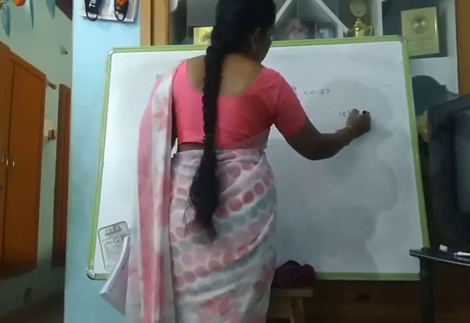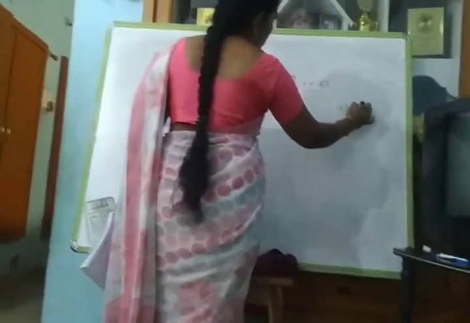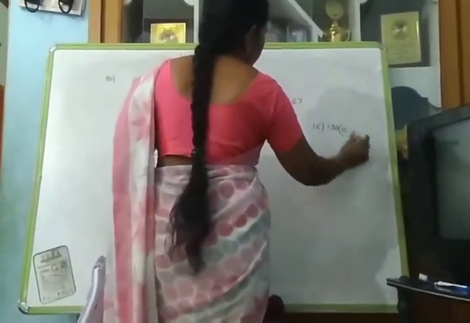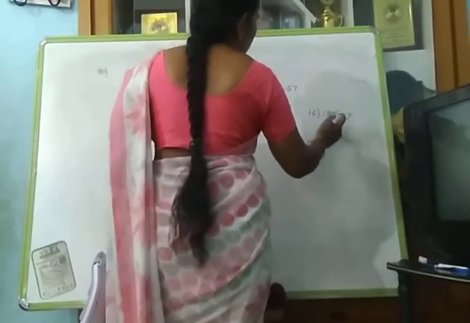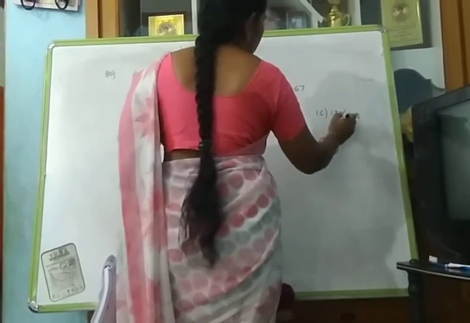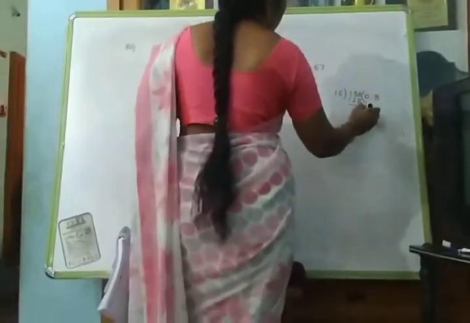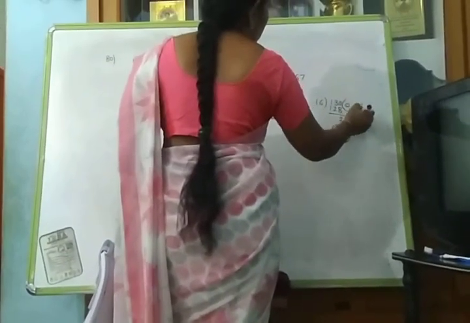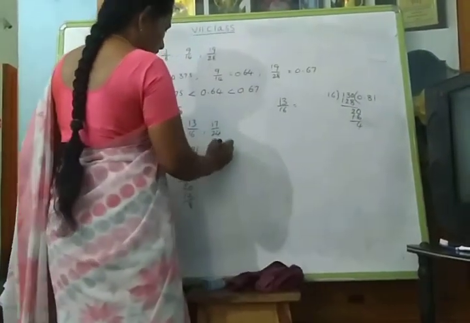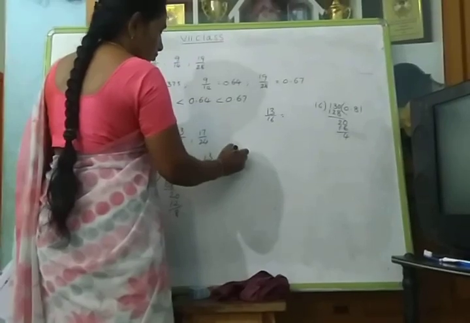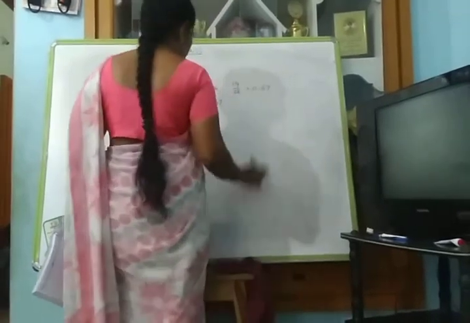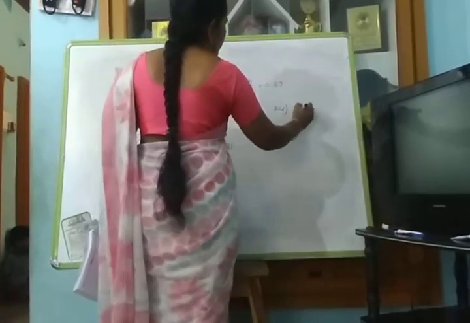Next, 13 by 16. With 16, if you divide 13: 16 7s are 112, 16 8s are 128, 16 4s. So 13 by 16, you get 0.81.